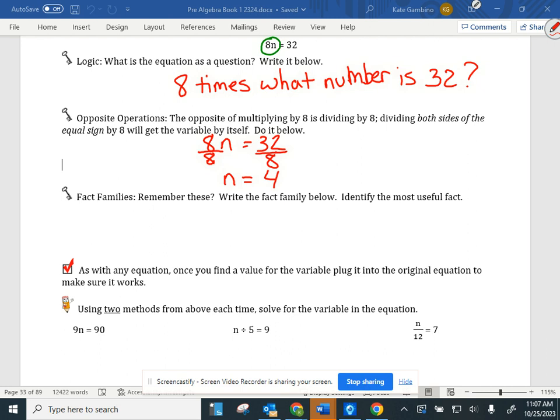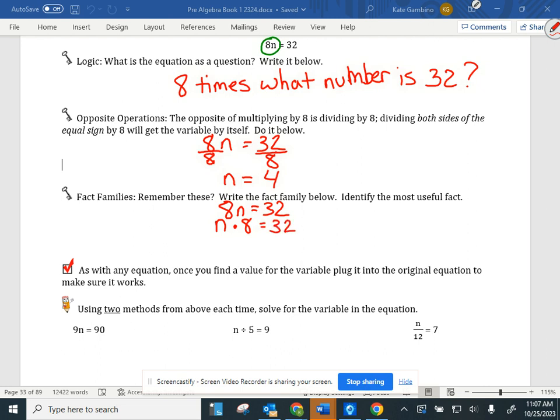So now we have fact families. So how would I write this out? I'm starting with 8 times n equals 32. What is the other multiplication way? Adessa? n times 8 equals 32.